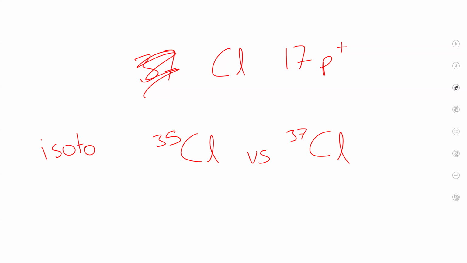So what's on the periodic table is the average of what we find on Earth. If you pick a chlorine atom at random on Earth, there's a 75% chance it's chlorine 35, but there's a 25% chance it's chlorine 37, roughly. These are the two naturally occurring isotopes of chlorine on Earth.